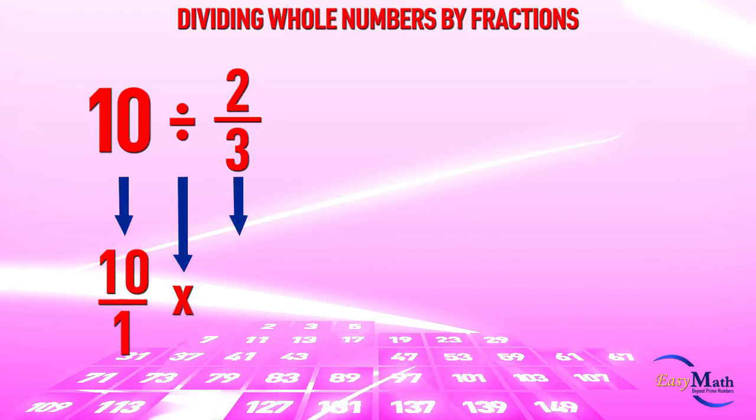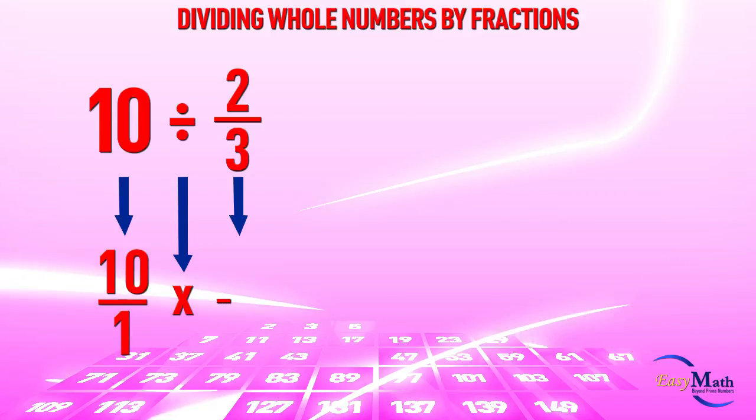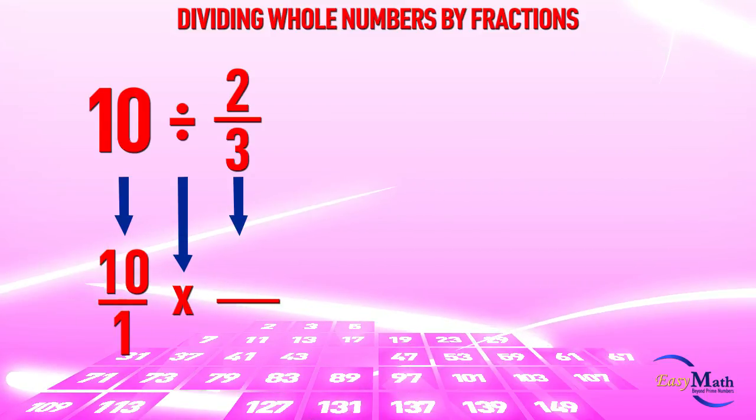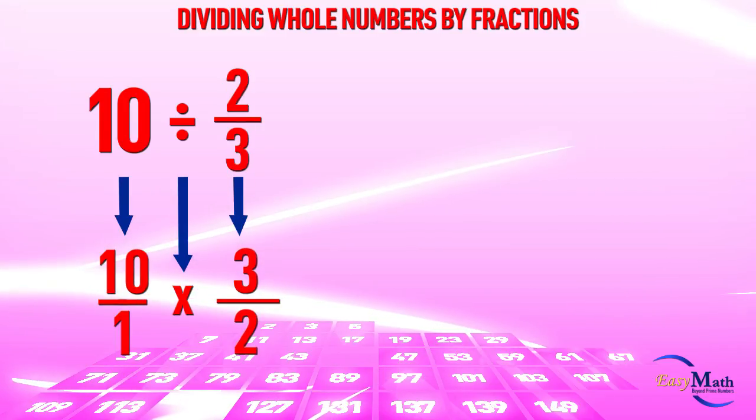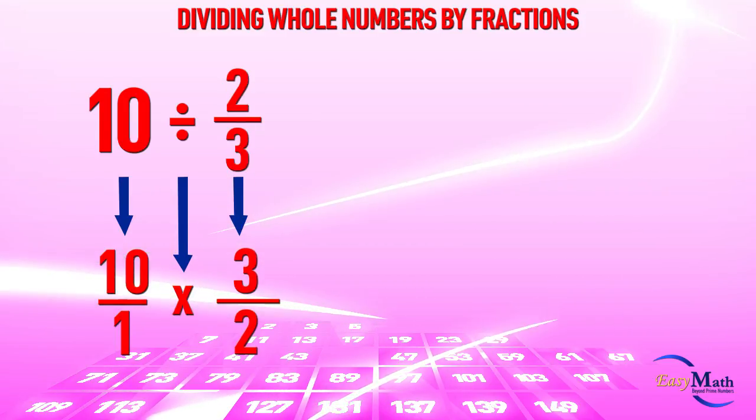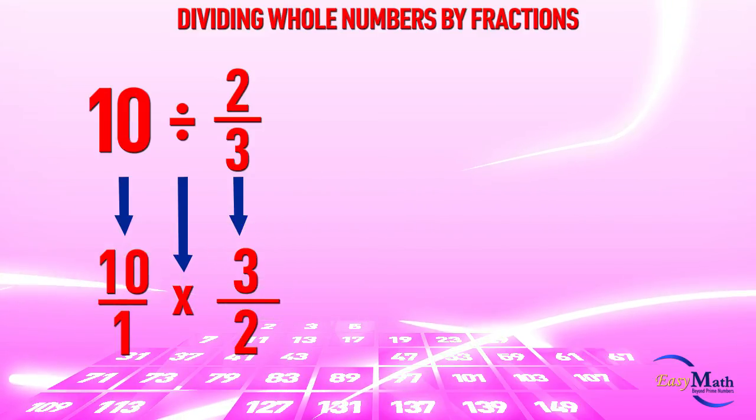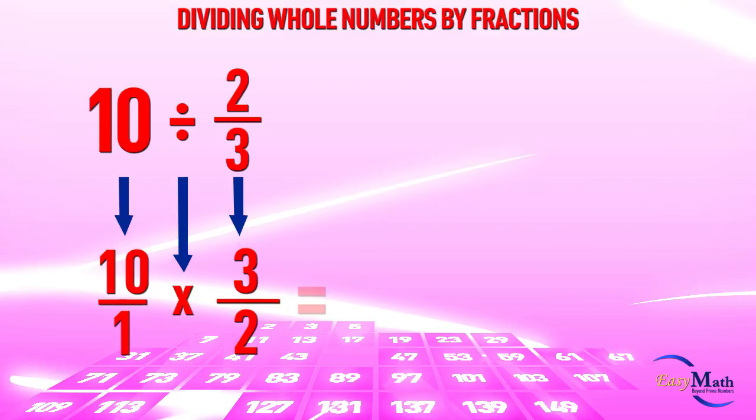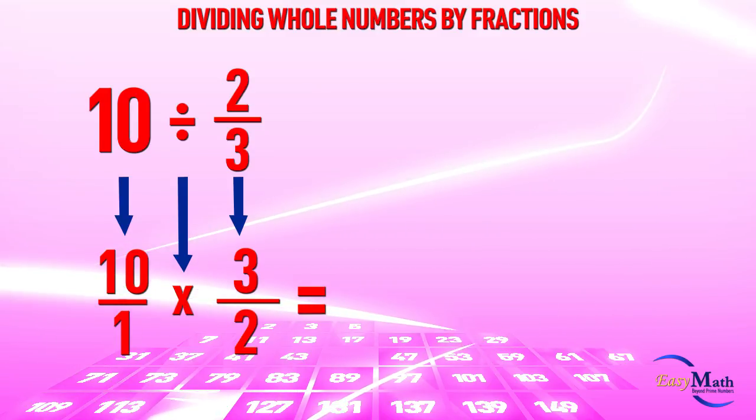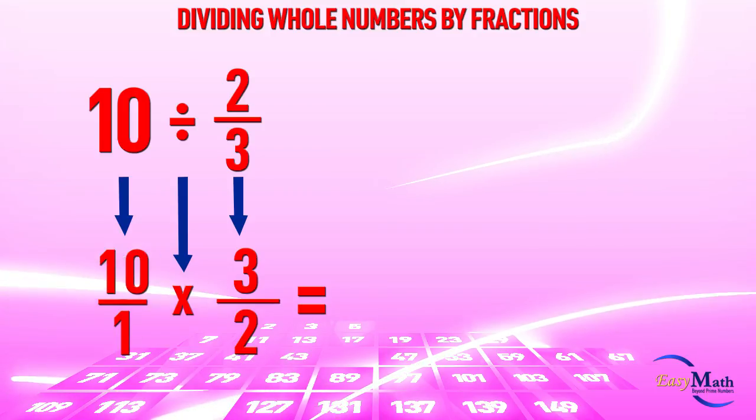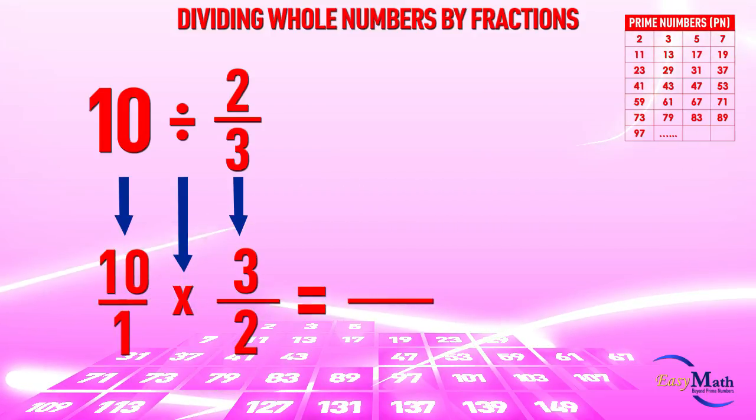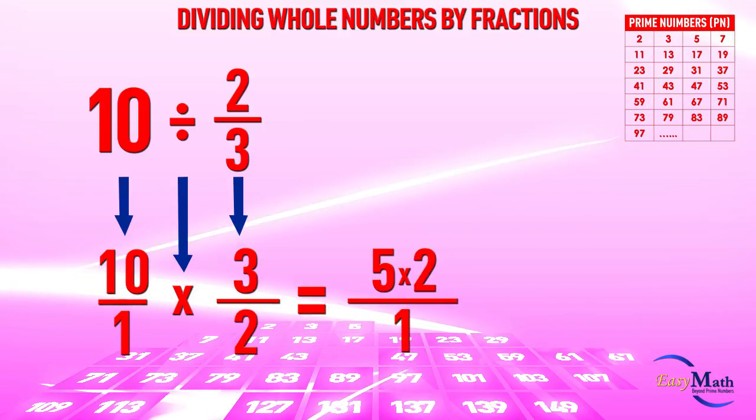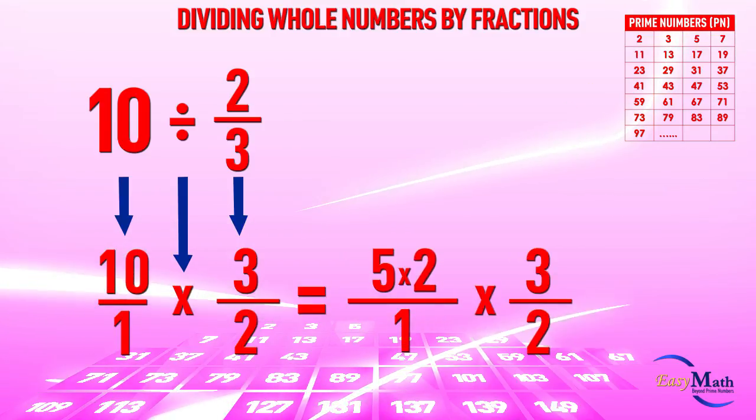But we're not going to bring this 2/3 down. Instead, we're going to turn this fraction into its reciprocal, which is 3/2. So now we can start to see that we have a multiplication problem instead of a division problem. And before we begin to multiply, we also see that we have a value here that can be broken down into primes. So we know that 10 equals 5 times 2. We put that over 1, and we're going to multiply that by 3/2.